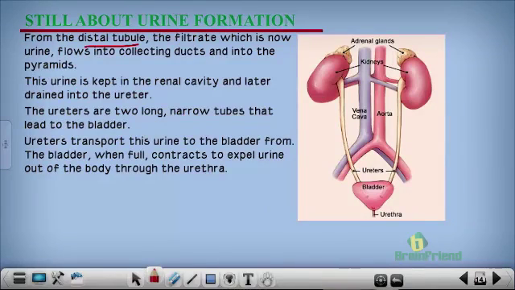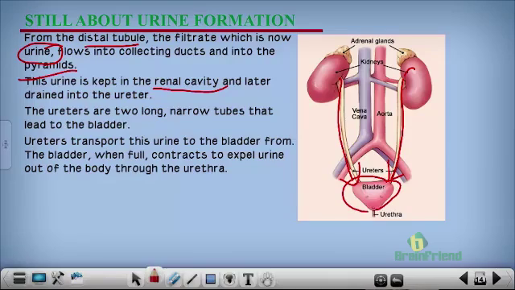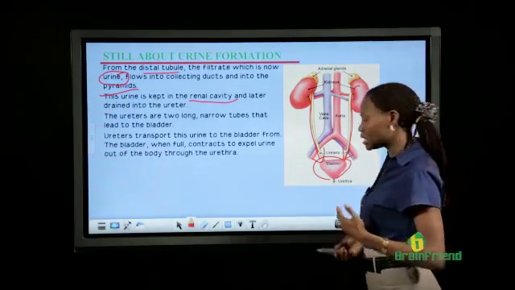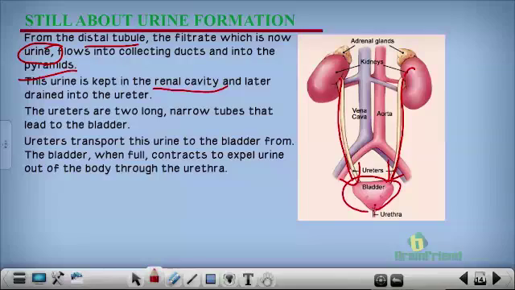From the distal convoluted tubule, this filtrate at this point is known as urine. It flows to the pyramid. Remember, we saw the pyramid earlier. It goes down through the renal cavity, and is finally drained through the ureter. There are two ureters. It's a pair, the right and the left ureter, and they empty into the bladder. From the bladder, this urine is stored till the bladder is full enough. It gives you the signal that you want to urinate. When you go to urinate, the urine goes down and out.